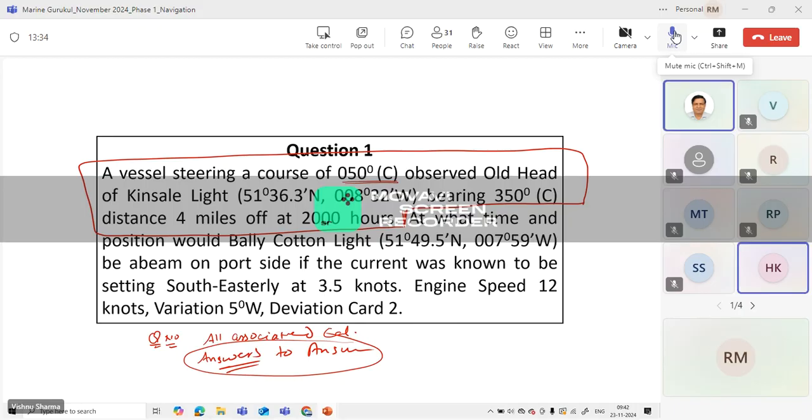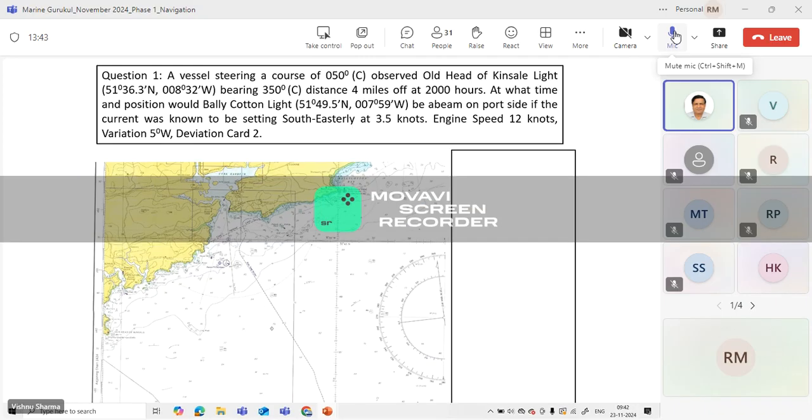No, sir. It has to be converted to true. Correct? True. Yes, sir. Before it, correct. Yes, sir. So, guys, can you please find out from the deviation card?